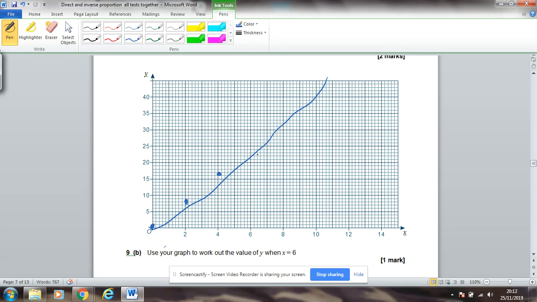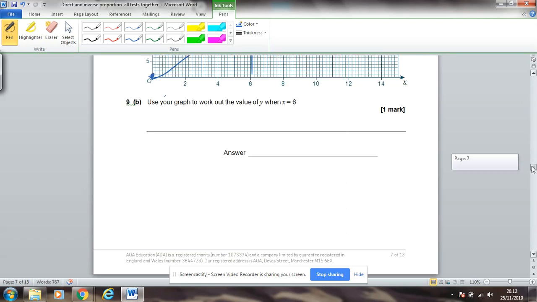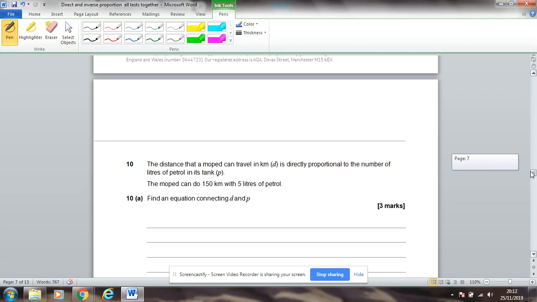Use your graph to work out y when x is 6. So this time it's asking you to work out 6, so we draw a line coming up here, pointing to our graph, then bring it across. Please make sure that you use your graph if it asks you to use your graph. And you'd read off the answer and put it down.